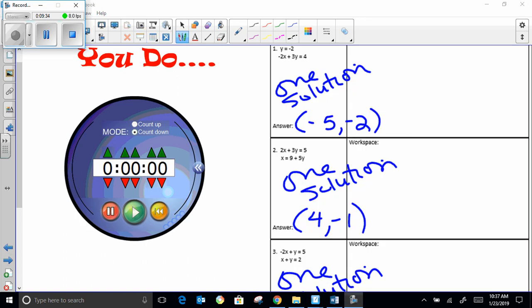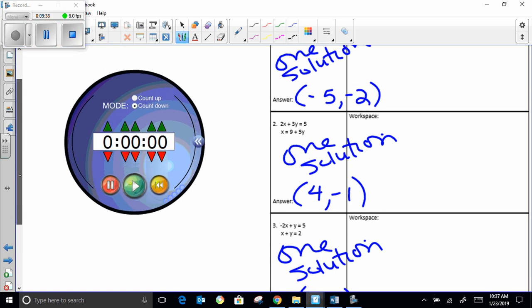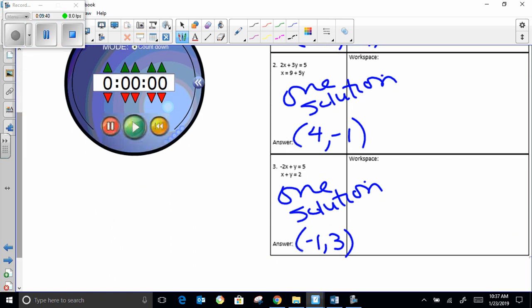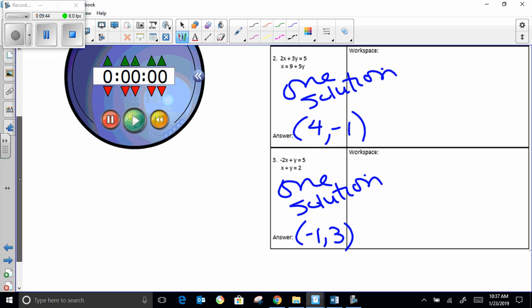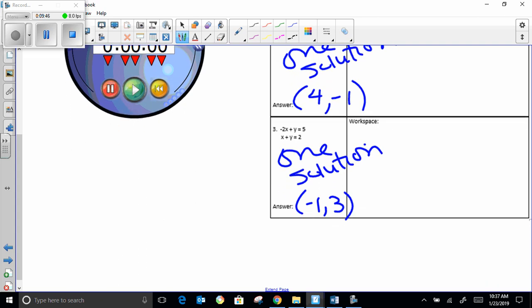Okay, your answer to number 1 should have been negative 5, negative 2. You had one solution. Your answer to number 2 should be 4, negative 1. Again, you had one solution. Your answer to number 3 should be negative 1, 3. You had one solution.